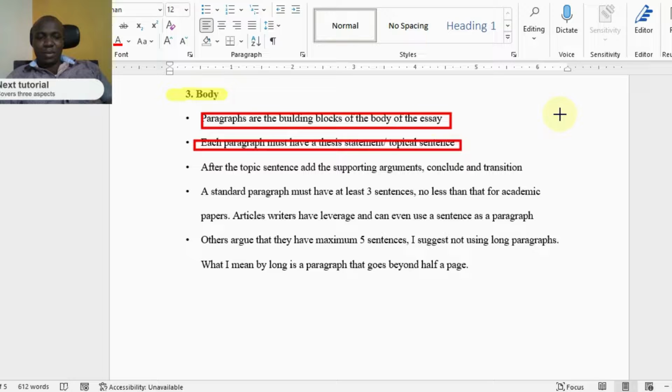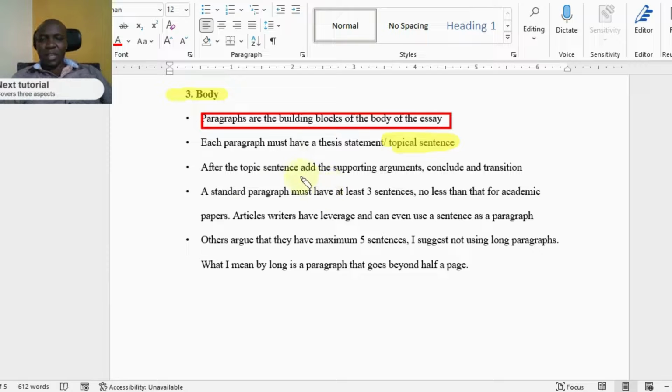I want you to concentrate on this. It should have a topical sentence. Declare your topic. Declare what that paragraph is dealing with. After the topic sentence, add a very brief background context, I mean, support arguments, and conclude that paragraph with a transition. You can also put a summary, but make a transition to the next paragraph.